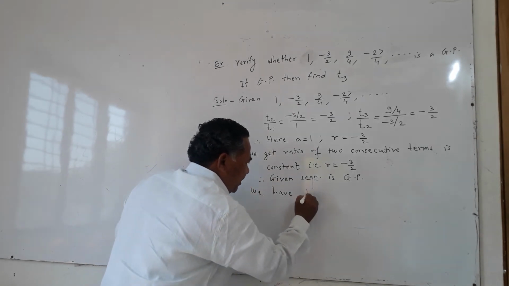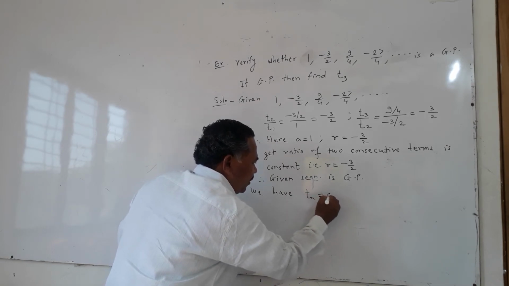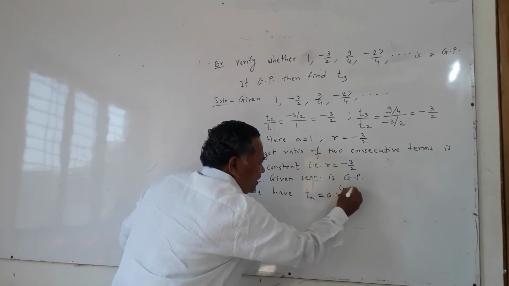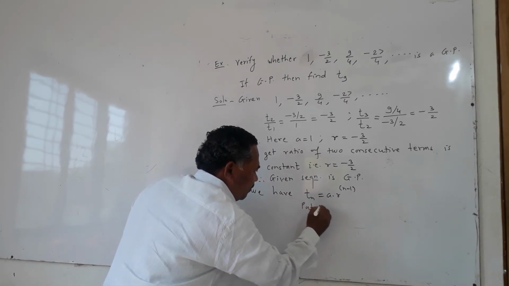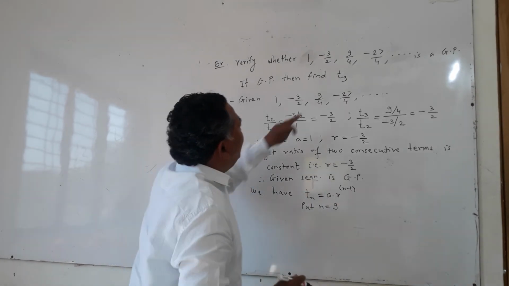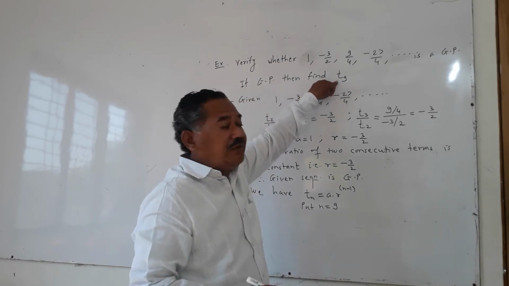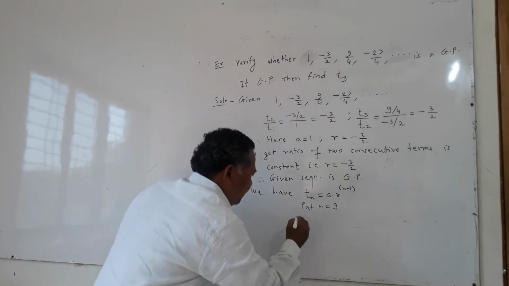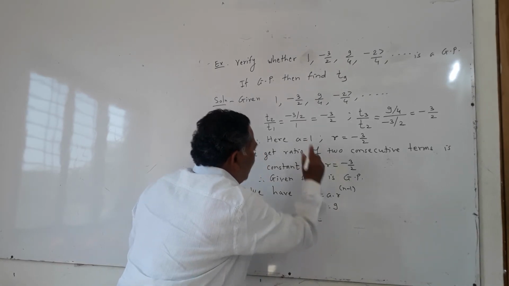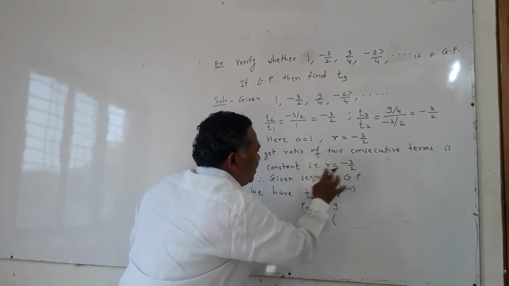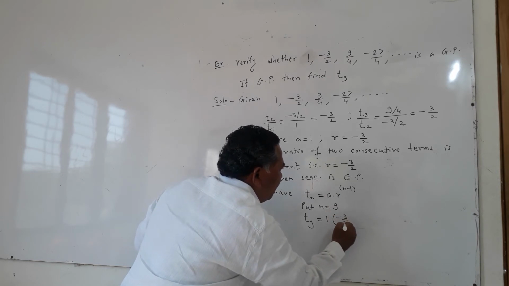We have Tn equal to A into R raised to n minus 1. Therefore, put n equal to 9, we have to substitute, because we have to obtain the 9th term of this GP. Therefore T9 equal to A. What is A here? 1. In bracket R. What is our R? That is minus 3 divided by 2.